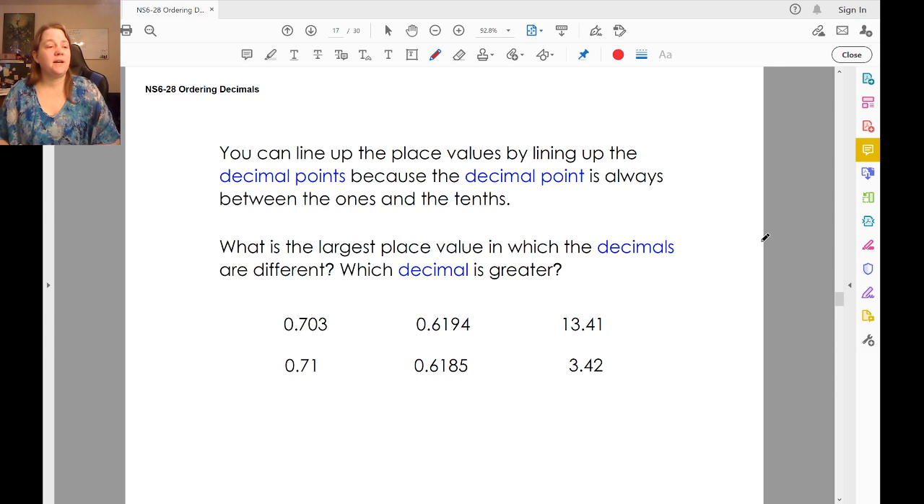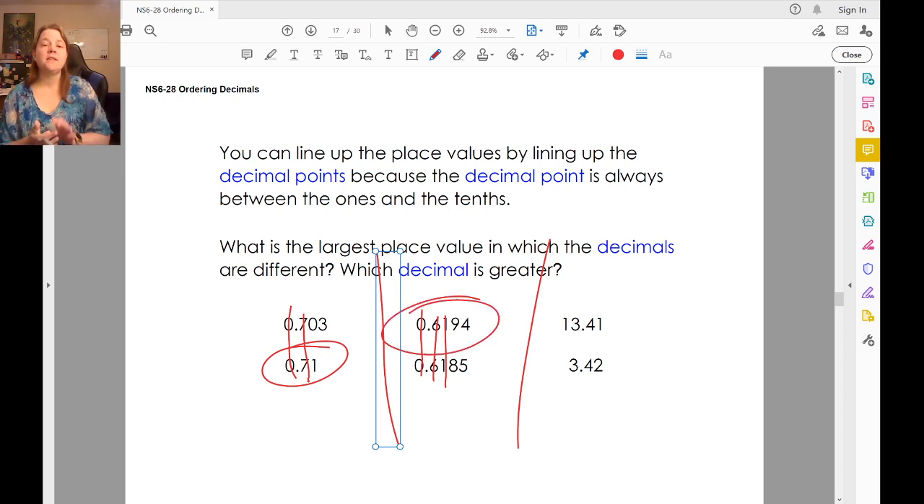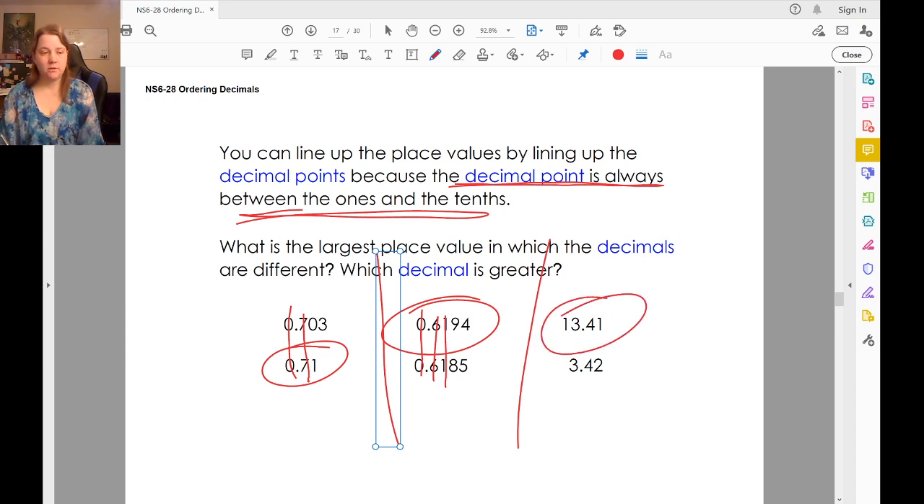So they want you to find the largest place value. Which of these decimals is the biggest thing here? Let's split these like this. So in here, the largest one, these are the same, these are the same. The difference between 0 and 1, 1 is bigger. Same, same, same. Ooh, not same. 9 is bigger than 8. This one's bigger. This trick only works when you line up the decimal point, because the decimal point is always between the 1 and the tenths. 1 to nothing. 13 is bigger than 3. Done.